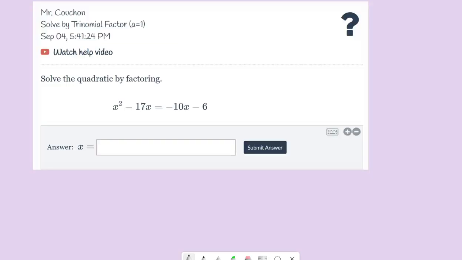Okay, here's another question. It doesn't give it to us in standard form, so we're going to have to work our magic. We're going to add 10x to this side, and then we'll add 6. And now we're going to have this expression: x squared minus 7x plus 6 equals 0.